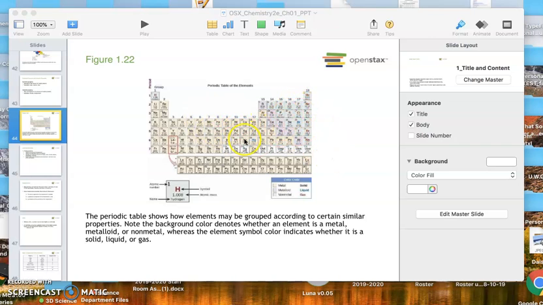Okay, and so your book will talk about differences between metals, non-metals, and metalloids. They all have different physical and chemical properties, unique to their class of whether they're a metal or non-metal. But if you look at each individual element on the periodic table, you're going to get a lot of information by just looking at hydrogen, for example.